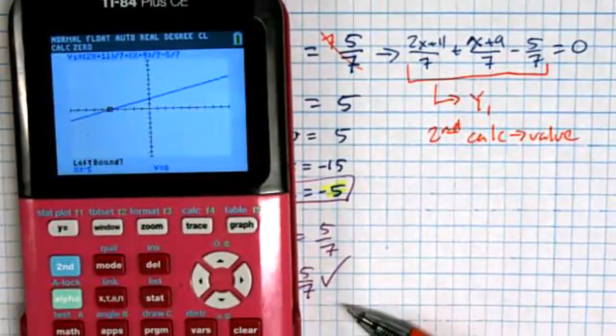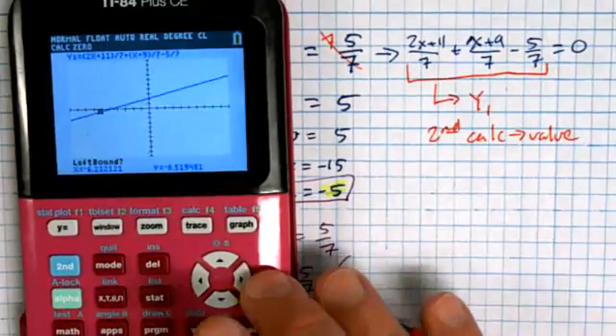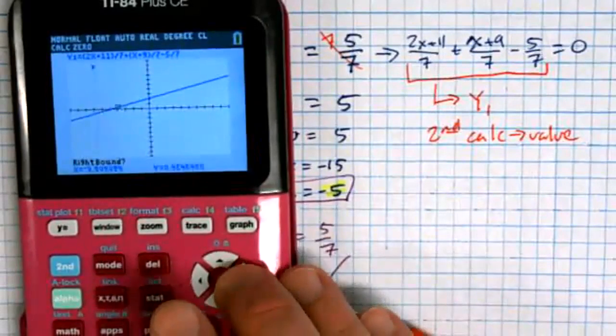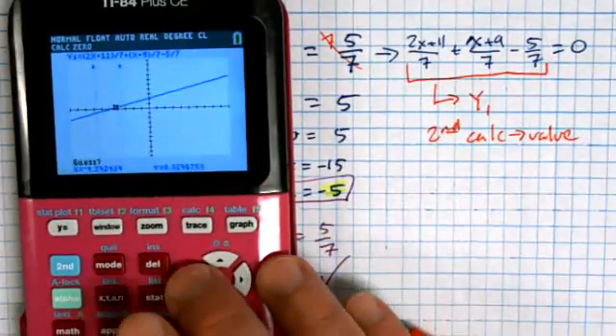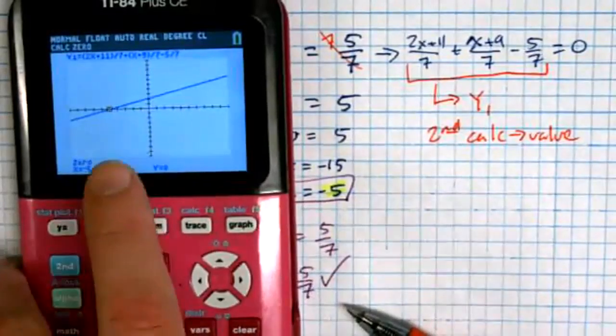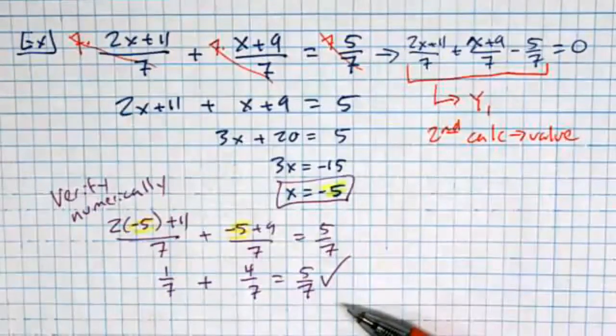It's going to ask you for a left bound, a right bound, and a guess. So left bound, I move it a little bit left of the x-intercept. Right bound, I move it a little bit right of the x-intercept. Guess, I move it right on top of the x-intercept. Hit enter, it'll think for a second, and it'll spit out what that x-intercept is. And again, since I'm getting -5, all right, so there's example number 1. Any questions on example number 1? Questions.